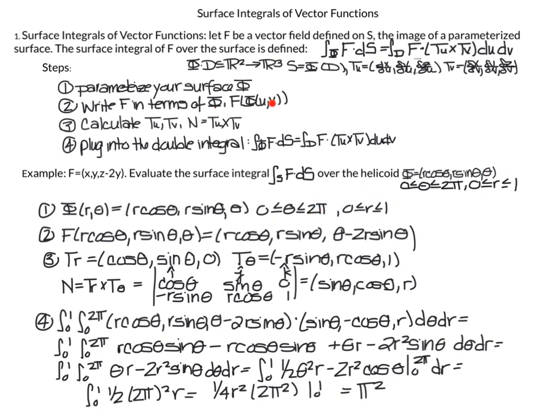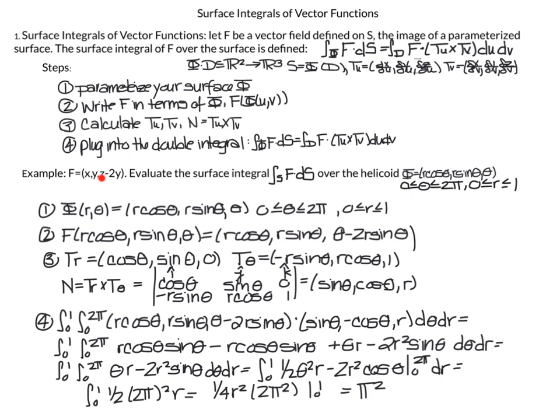We do our function composition. So we have f of phi. So plugging in phi, we have r cosine theta, r sine theta, and theta. Plugging that into f, which is equal to x, our first term is r cosine theta. Then we have y. So our next term is r sine theta.